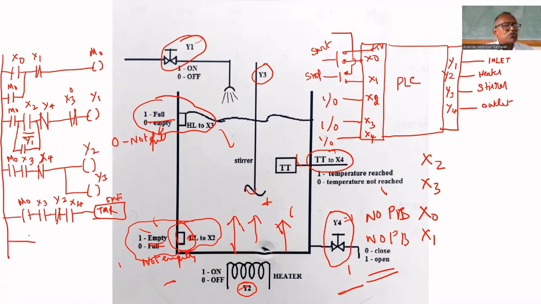After that, what do we have to use? After 5 minutes, we have to open the outlet valve. To open that outlet valve, what is required? M0 must be there, the program must be in run mode. That's why M0 is required. Then what is required? T0 must be on. That T0 must be 1.